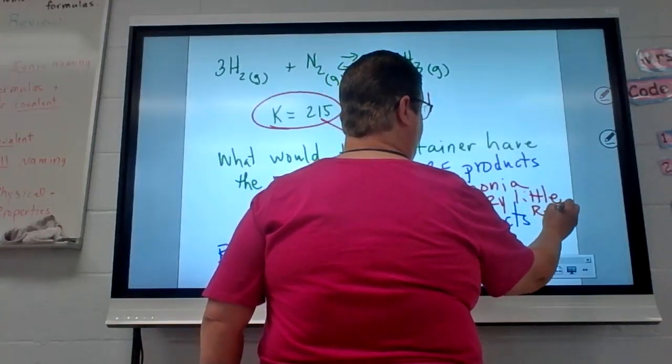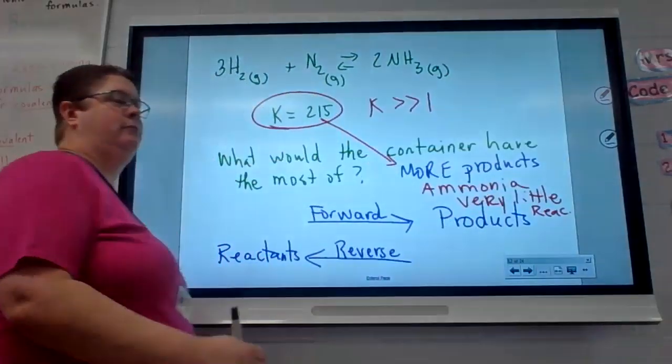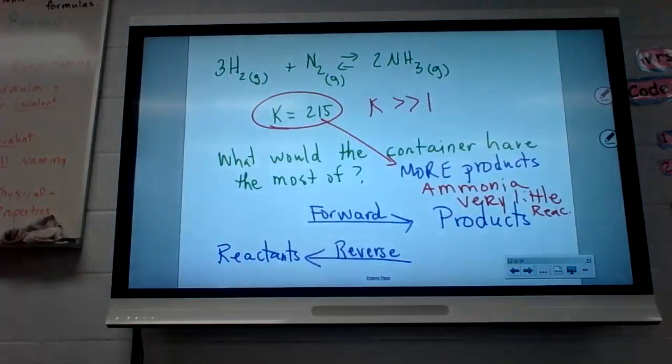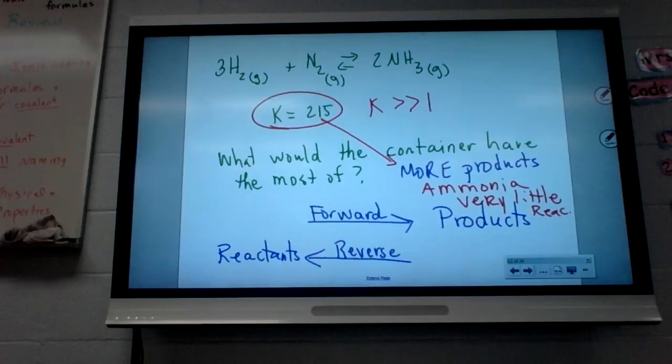So you said it went to the right? Sorry, it went to the left. Went to the product side, the right. Yeah, right. Pull it to the right. Sorry, in my head I have left and right backwards.